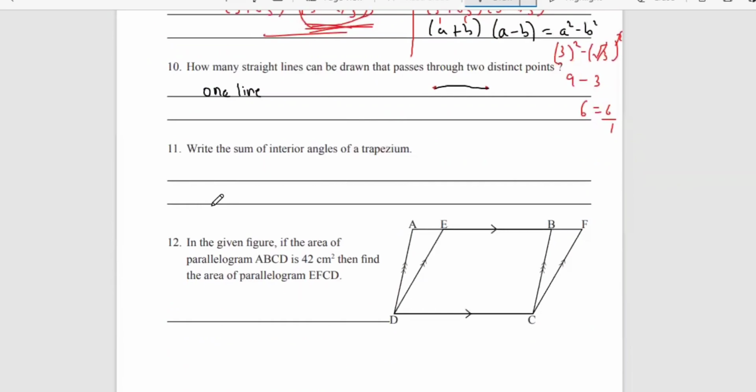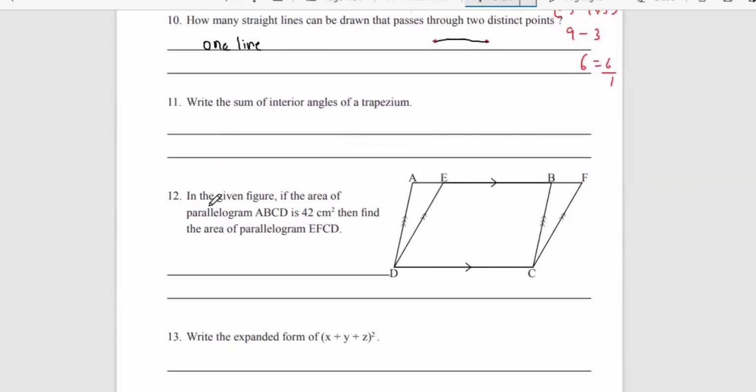Moving to the next one. They're asking to write down the sum of interior angles of a trapezium. As we know, a trapezium is a type of quadrilateral. Now, why are we calling a trapezium a quadrilateral? What do you mean by quadrilateral? A quadrilateral is nothing but a figure which is enclosed by four sides.